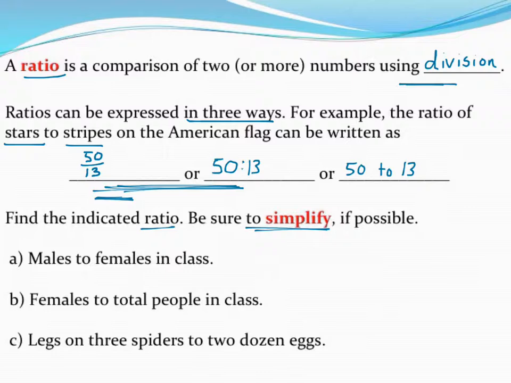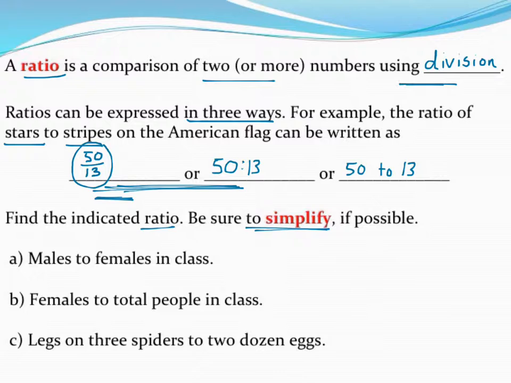The three ratios we wrote up above with the American flag, none of those could be simplified. Even this first one, 50 over 13, while we could change that to a mixed number if we were working with fractions, ratios should not be written as mixed numbers. Remember, they're comparisons of two numbers or more using division, so making a mixed number would not make sense. So let's take a look at a couple more.